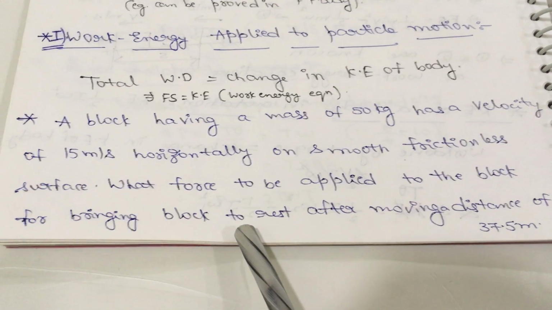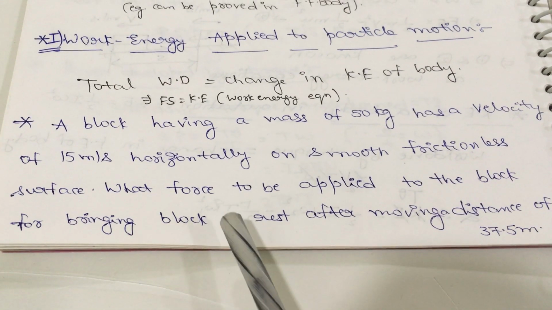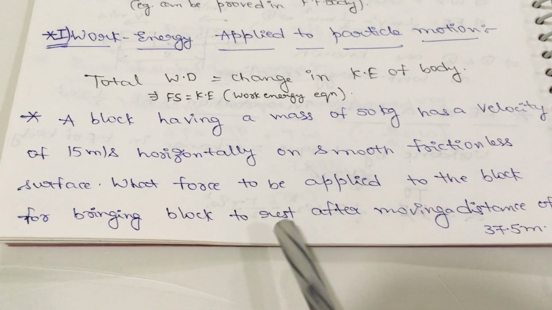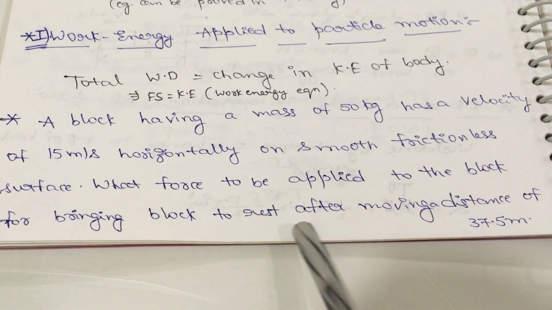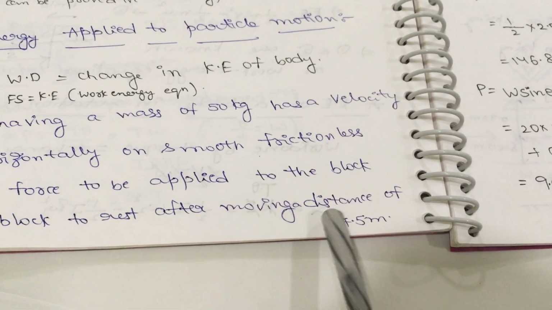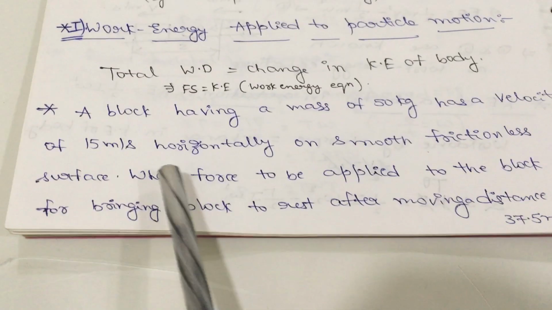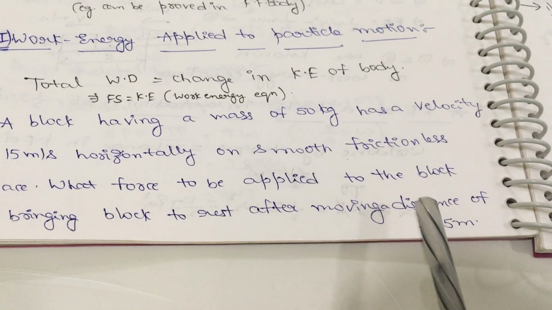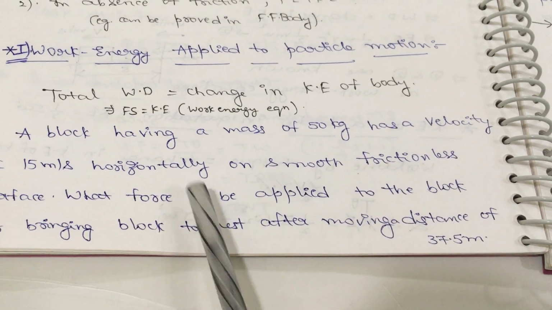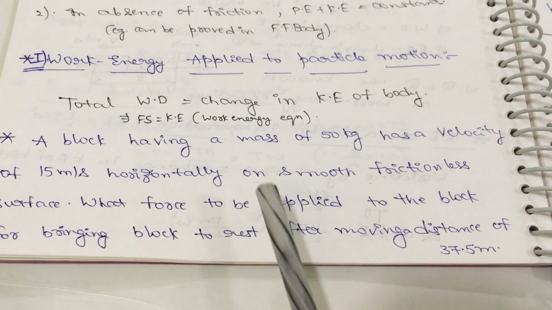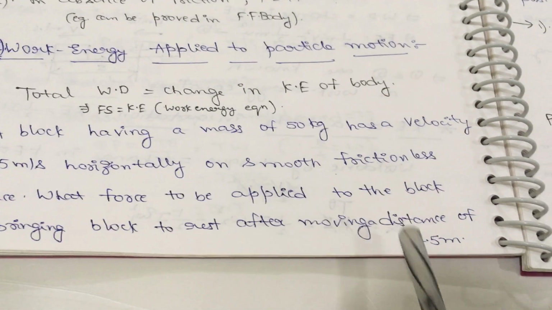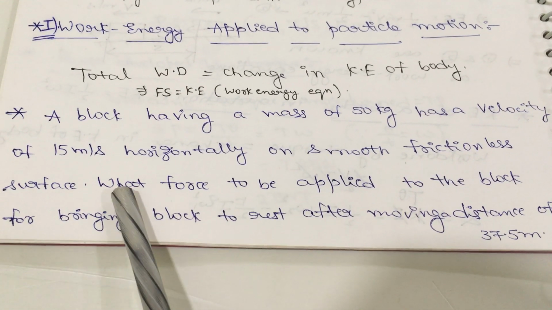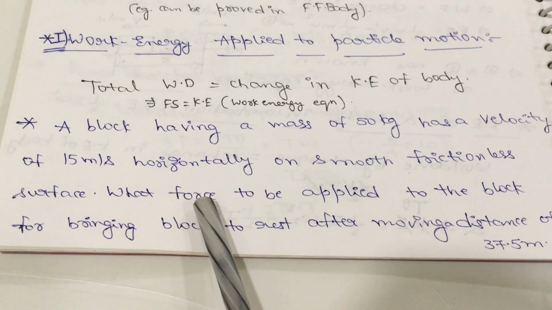We all know that according to kinematics, if any block is moving to the rest position, the final velocity value will be 0. So here for this block, v, the final velocity, is equal to 0 after moving a distance of 37.5 meter. Here the block is moving in linear motion, so this problem will come under the translation motion. So we need to apply the formula according to the translation motion in terms of the linear quantities. The displacement value is given as 37.5 meter, and they are asking us to calculate what force is to be applied, so we need to calculate the force value.